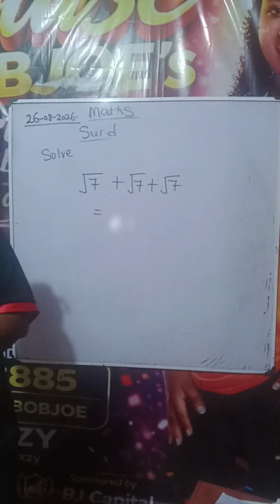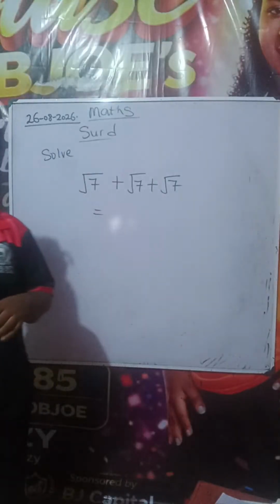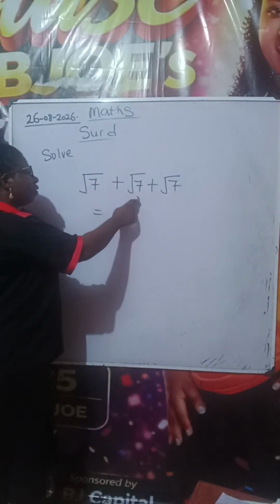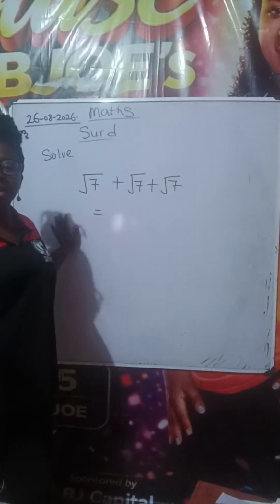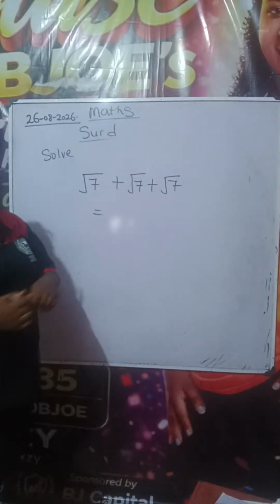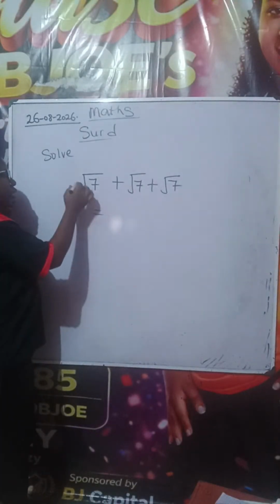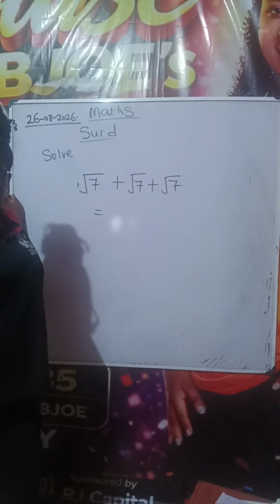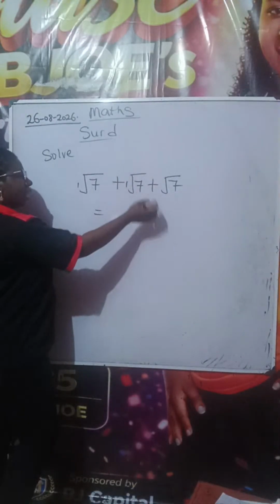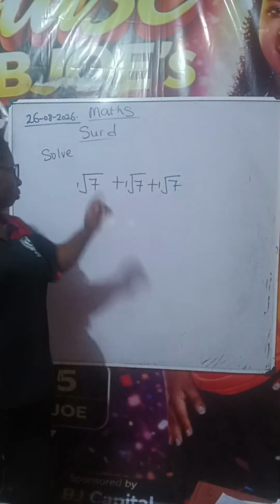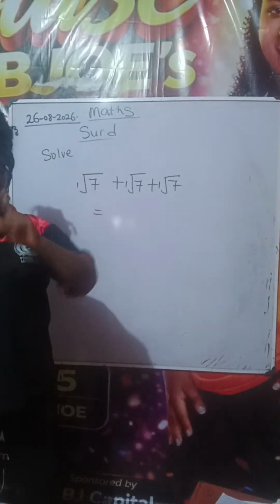Now, when you look at this, we don't add 7 plus 7 plus 7. That is why we call it surds. We add the coefficient. Now, which one is the coefficient? When you see this 7 here, the coefficient is 1, but the 1 is invisible. You can't see it. So here is 1, and here again is 1, and here again is 1. If nothing is at the back here, it means that the coefficient is 1.